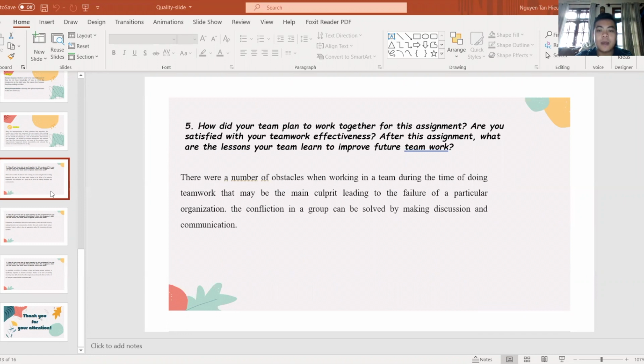Firstly, team conflict is always a factor occurring in a team. However, according to Kuchigowski, the conviction is that a group conflict can be solved by making discussion and communication. Then to deal with the problem, our team leader not only shared but also distributed tasks and activities so that every member has the chance to contribute directly to the team's performance.